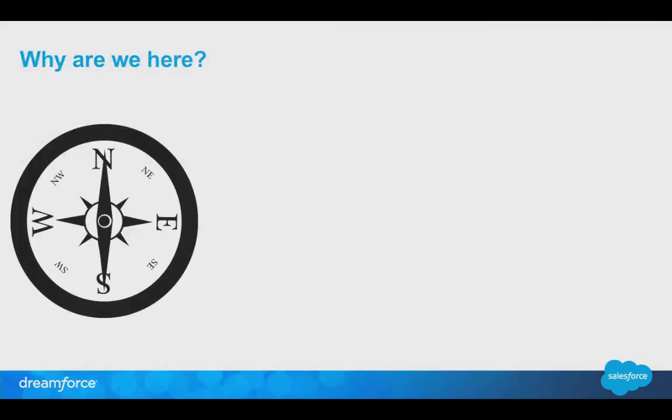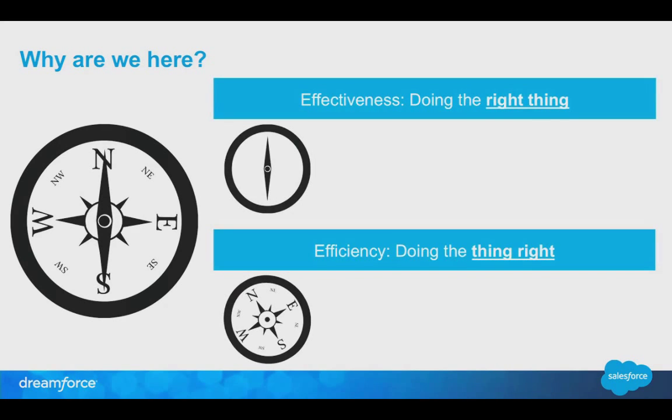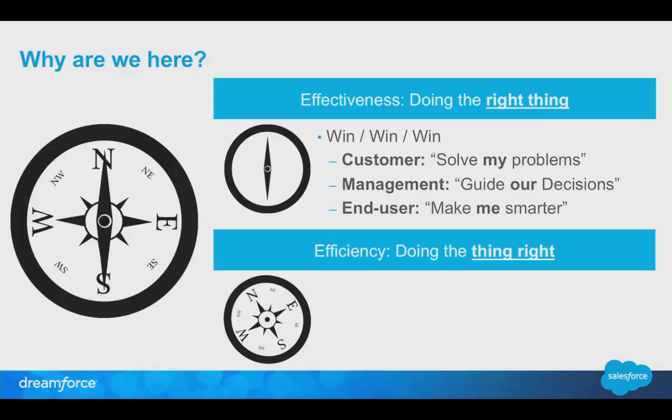So why are we here? We're here to talk about compasses and how to use them. Not really. We are here to talk about effectiveness and efficiency. So if you really think about a compass, it's got two parts, right? It's got the thing that tells you where north is, but that doesn't really work all that well if you don't have the context of where the other directions are, right? And the context of directions doesn't work all that well if you don't understand where north is. So we're going to talk about those two things as they relate to Salesforce, effectiveness and efficiency.